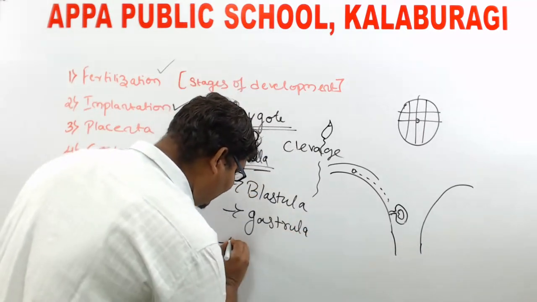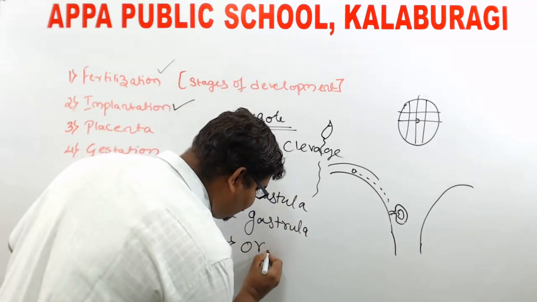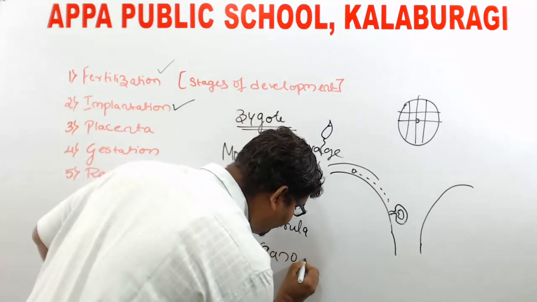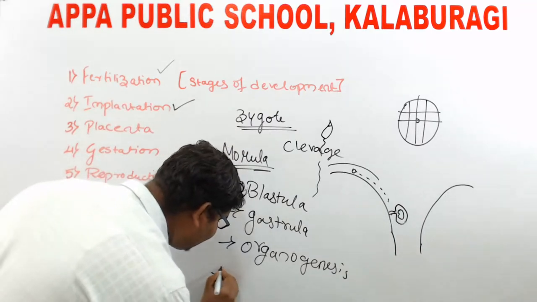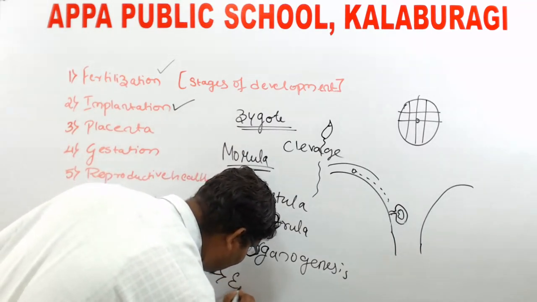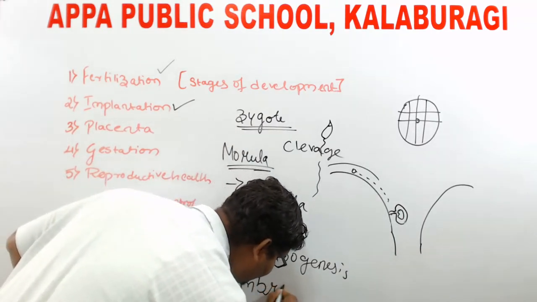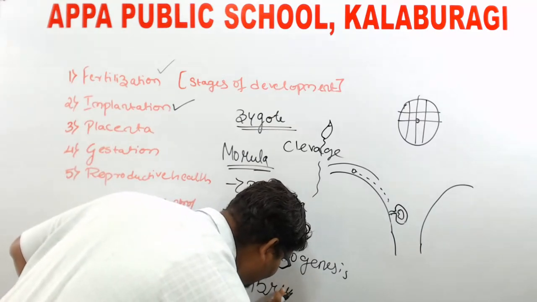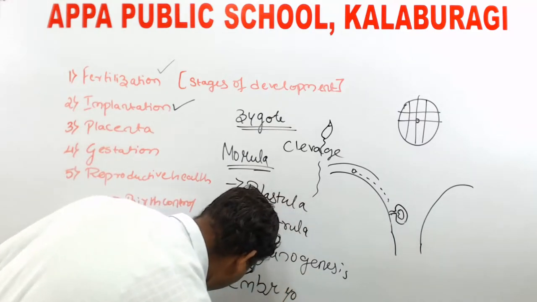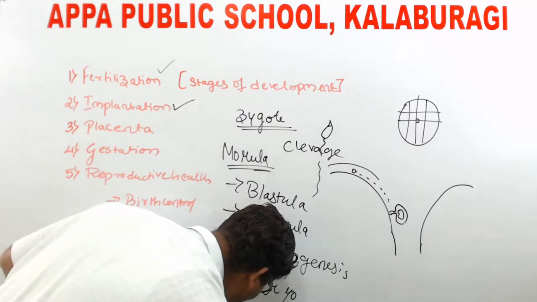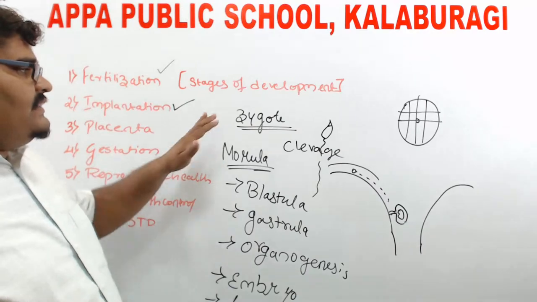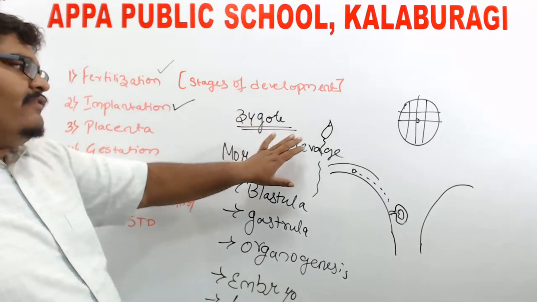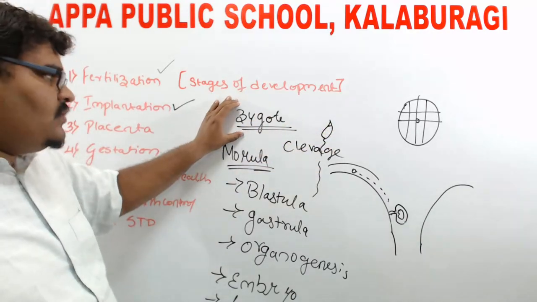Okay, after gastrula, organogenesis, then embryo, then into fetus. Okay, first male and female gametes fuse to form zygote.